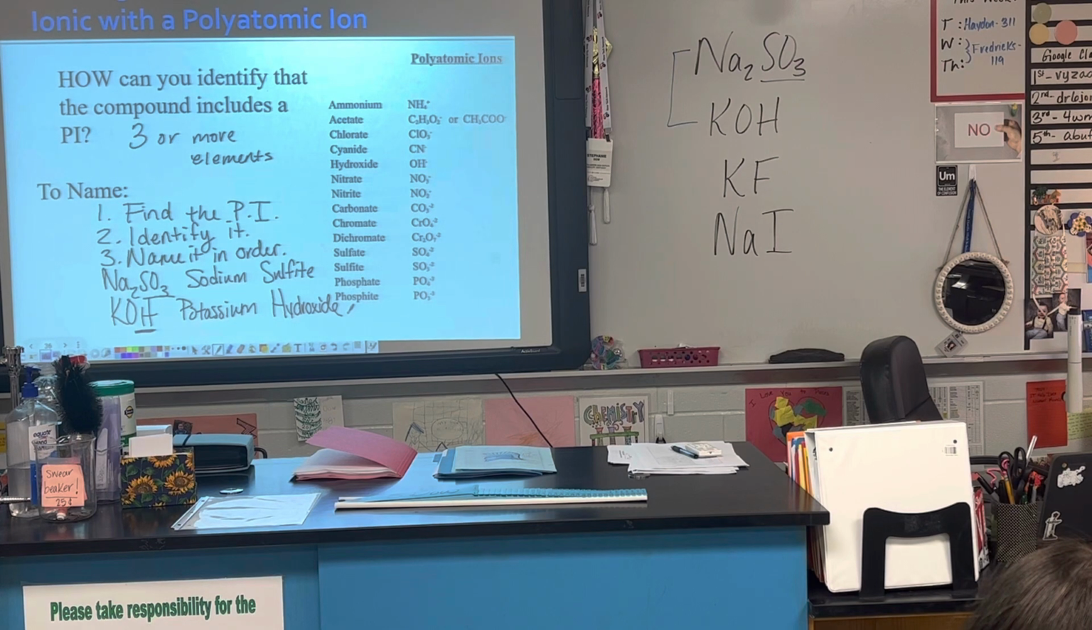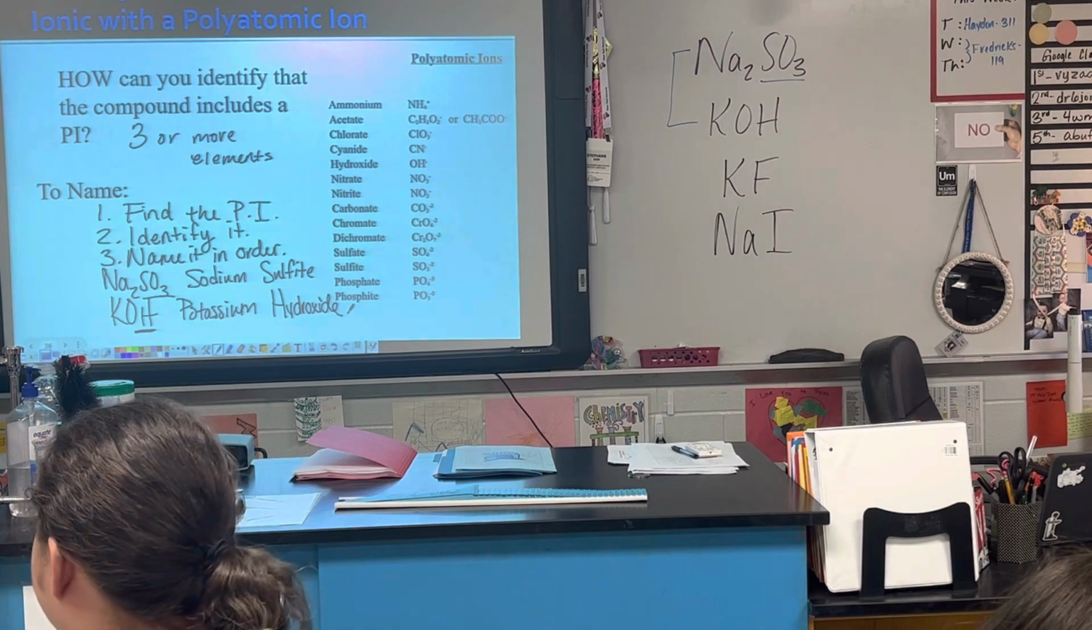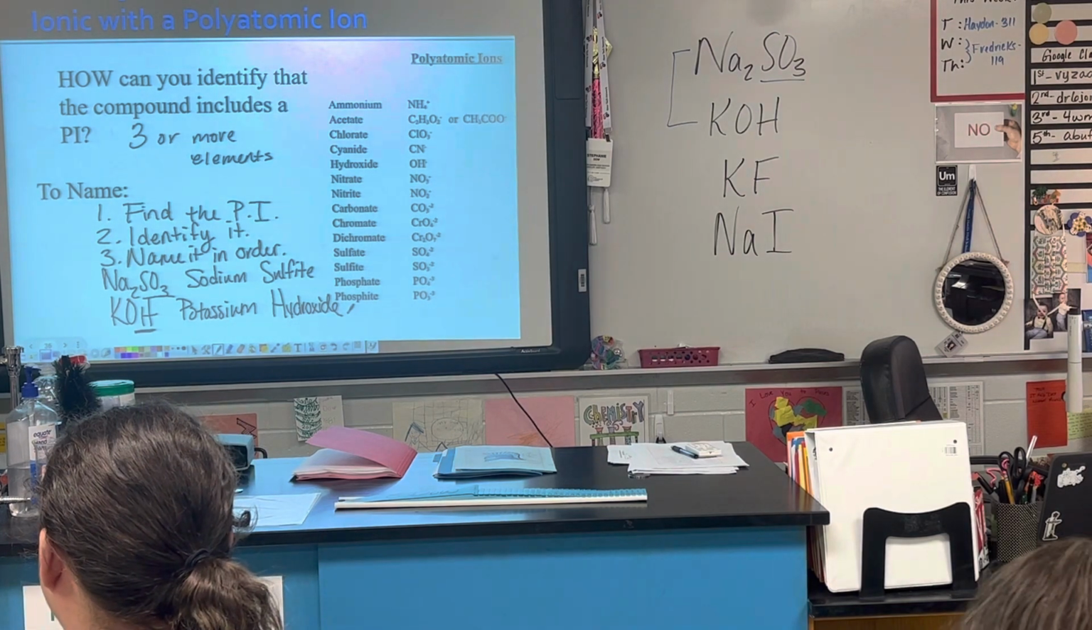If there's 3 or more elements, it includes a polyatomic ion. So you find it, identify it, name it in order. It's pretty easy. It can be difficult though, which is why I have more examples on the next slide.